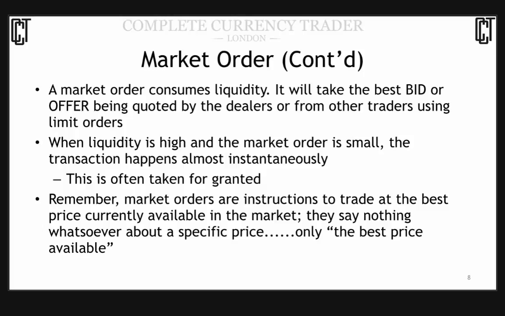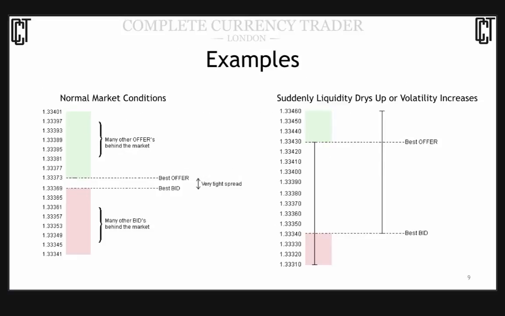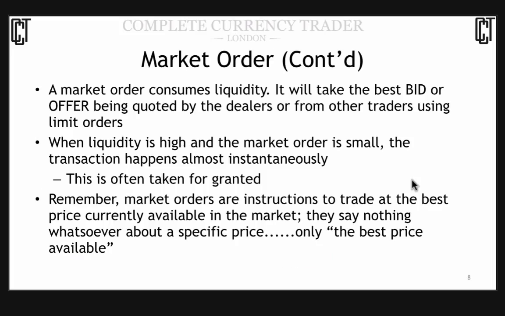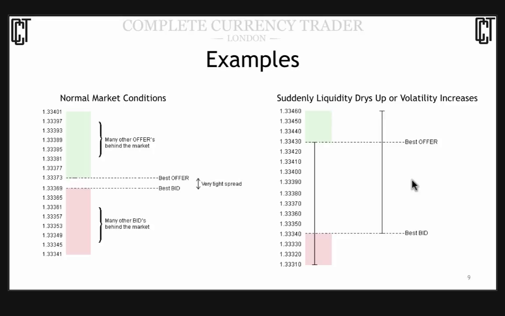So remember, market orders are instructions to trade at the best price that's currently available in the market. They say nothing whatsoever about a specific price. It's only the best price that's currently available. So an example of that: we've got normal market conditions, we've got the bid and the offer, it's a very tight spread. But then suddenly the liquidity dries up or volatility increases, we can see that spread widen, and that would cause the trade to maybe be against us, or get in at a price that's very different from what we had expected when we first hit that button.